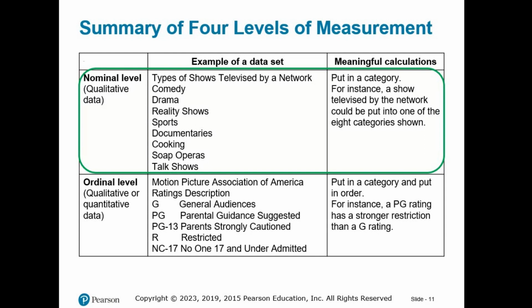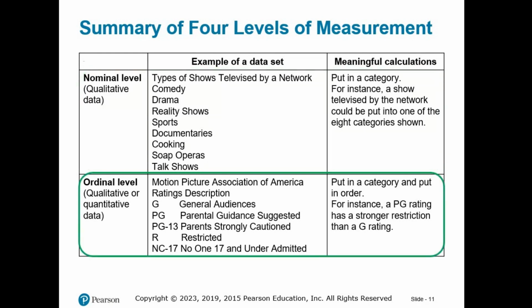Only the first two levels include qualitative data. Then you look at whether there's an order or rank associated with the data. The types of shows are not listed with any information related to their ranks in viewing or anything like that, so these data belong in the nominal level.